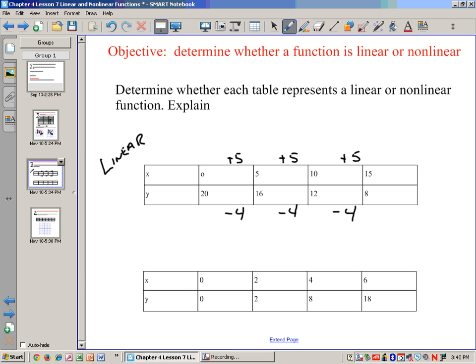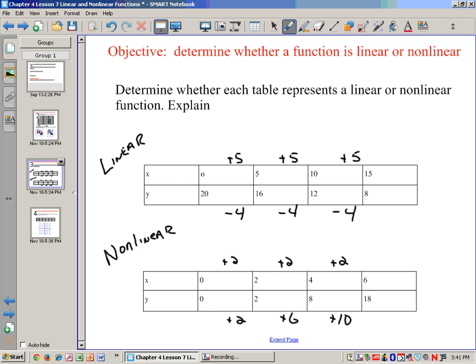So this table would be linear. Okay, let's look at our second table. X is 0 to 2, plus 2, 2 to 4, plus 2, 4 to 6, plus 2. So far that looks constant. Let's look at our y's. 0 to 2, plus 2, 2 to 8, plus 6, 8 to 18, plus 10. So just right there for the y's, they are not constant. We didn't have a constant difference, so this table would show us a nonlinear function. It would not be a straight line when graphing this equation.